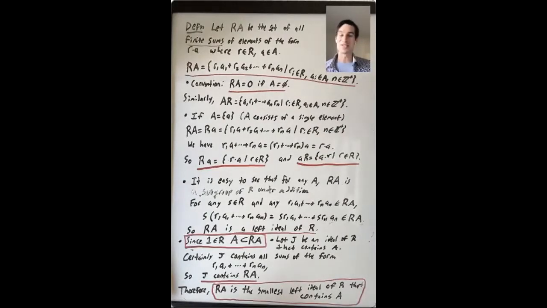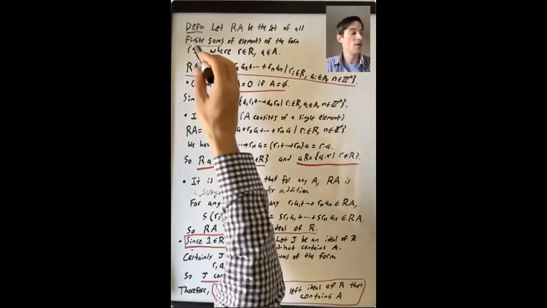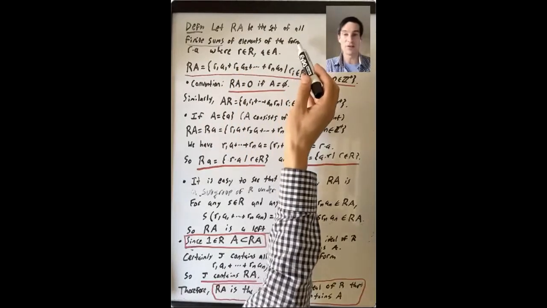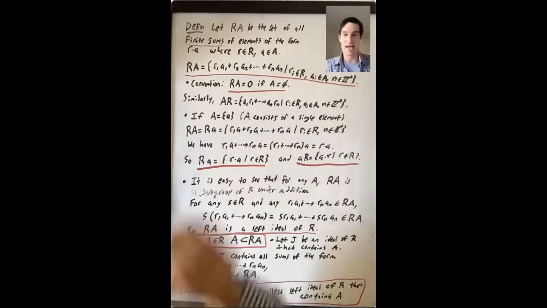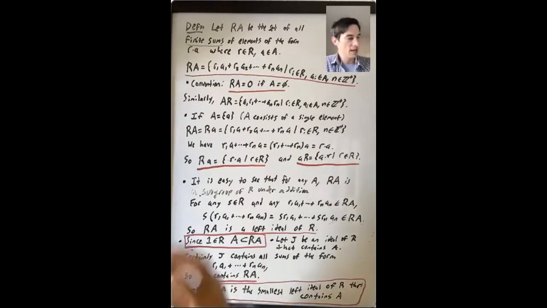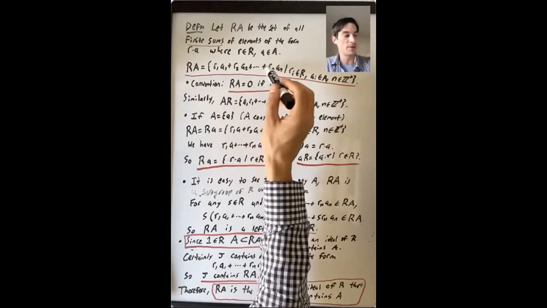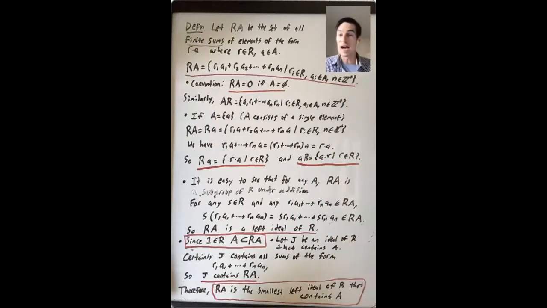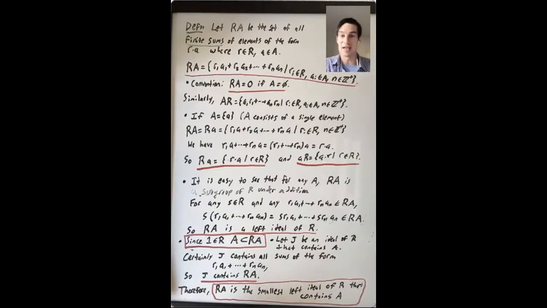Now let's try to understand this ideal generated by A in a different way. Let RA be the set of all finite sums of elements of the form little r times little a, something in the ring times something in A. Written a different way, this is the collection of all things of the form r1a1 plus r2a2 plus ... plus rnan, where these ri's are in the ring, these ai's are in A, and n is a positive integer.